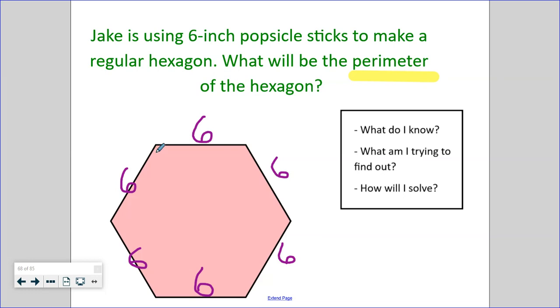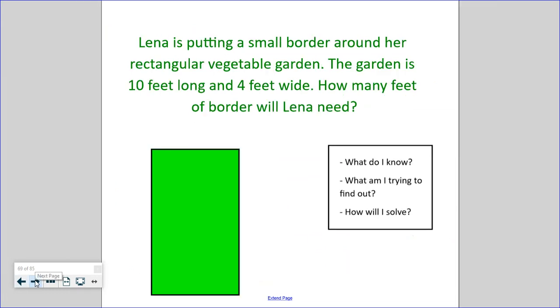So class, how would I solve that? How will I solve this problem to find the total perimeter? I would do 6 times 6, and that equals 36. So 6 times 6 equals 36. Okay? All right, now let's look at another one.